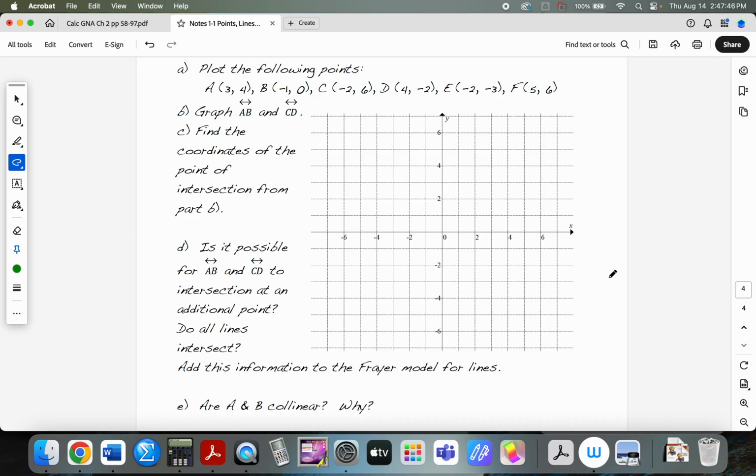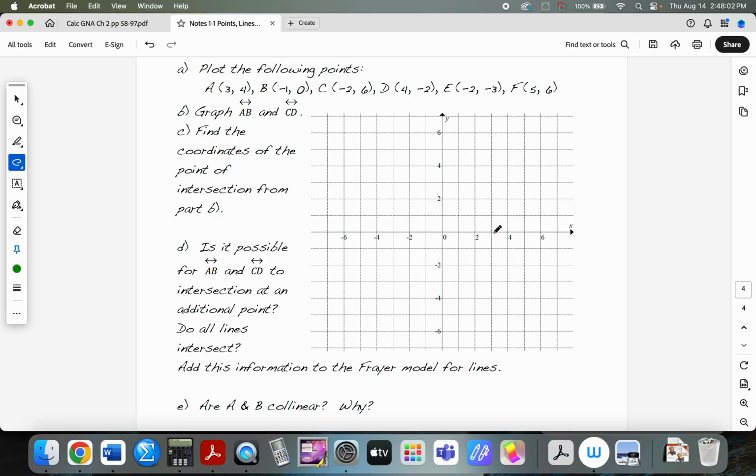So, part of what we're going to be doing is reviewing some algebra concepts and honestly, some fairly straightforward ones. I'm not trying to insult anyone's intelligence. I'm just trying to give us a nice, easy on-ramp, okay? So let's plot these points.